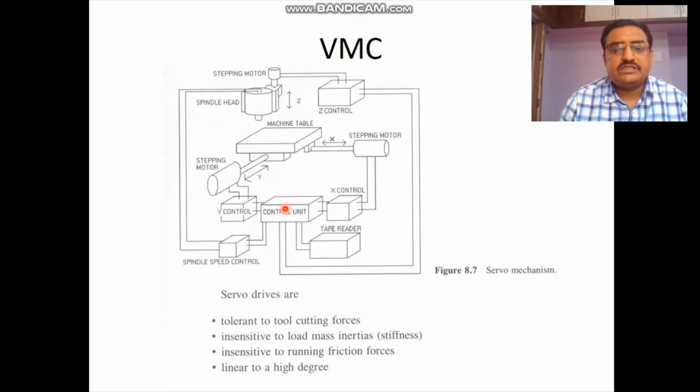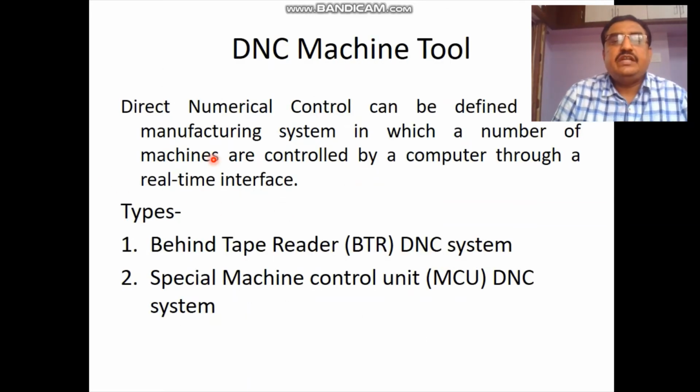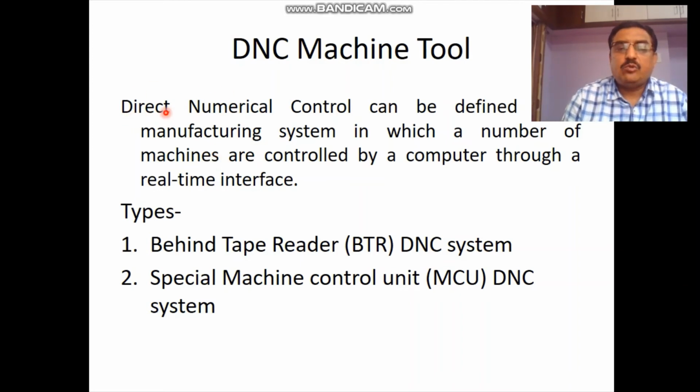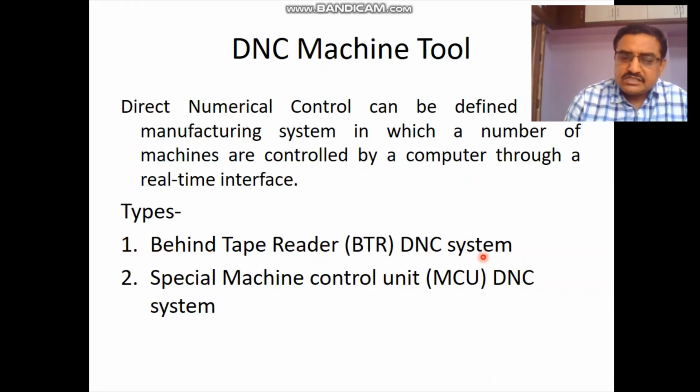So this is VMC. Now we'll discuss what is a DNC machine. The long form is direct numerical control machine. It can be defined as a manufacturing system in which a number of machines are controlled by a computer through a real-time interface. DNC is a concept, or one system, in which a number of CNC machines are controlled by a single computer through a real-time interface. Two-way communication is provided between the main computer and all CNC machines. So this DNC concept is used nowadays. There are two types of DNC: behind tape reader DNC system and special machine control unit DNC system.